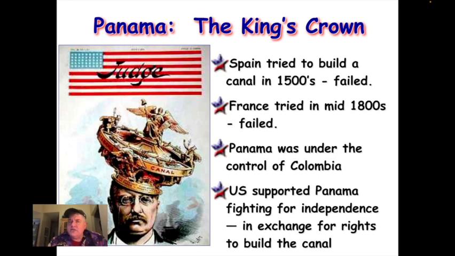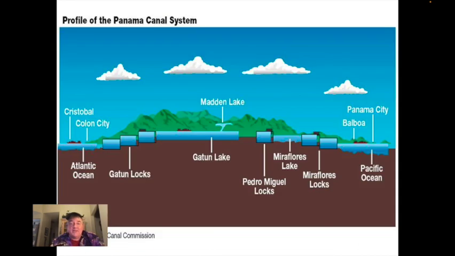And all we're going to do is offer you the same deal, 10 million bucks, and then we'll give you $250,000 a year for the rights to this land so we can build this canal. Panama was like, well, duh, of course we'll do that. And so they did. They broke up with Colombia. All right, so here it is.